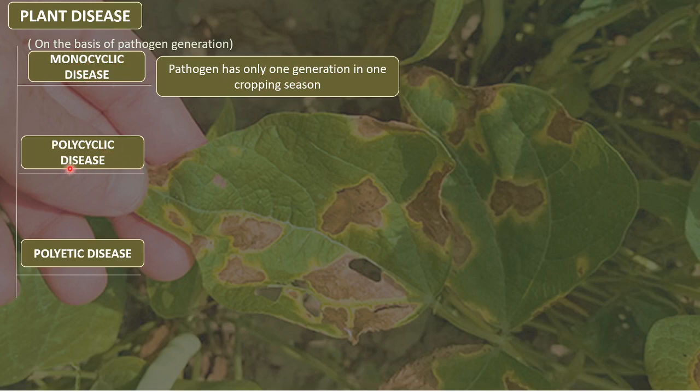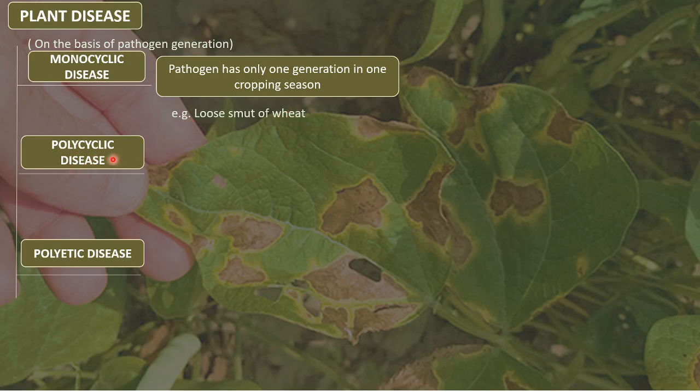Okay, an example of monocyclic disease is loose smut of wheat. So loose smut of wheat has a pathogen that will only infect wheat, right, once only, and during the cropping season. So during one cropping season of wheat, it will infect the wheat plant only in one cycle, right? So this is monocyclic disease.